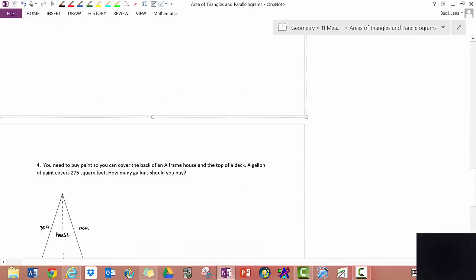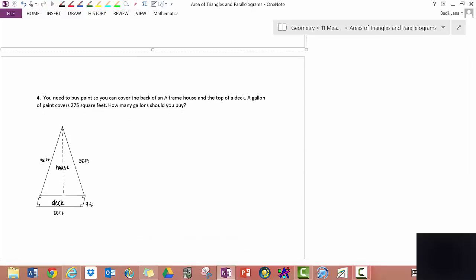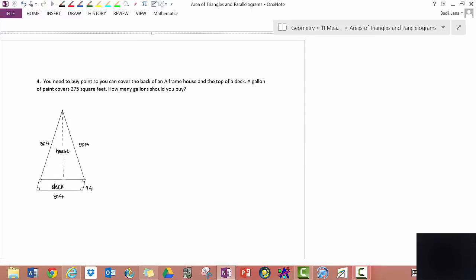Okay, number 4 is interesting. You need to buy paint so you can cover the back of an A-frame house and the top of the deck. So the deck is at the bottom, the house is sort of vertically, it's a triangle. How many gallons should you buy? So a gallon covers 275 square feet. It seems to me that you would have to find the area of the triangle and the area of the rectangle, add them up, see how many square feet it is, and then figure out the number of gallons you would need.